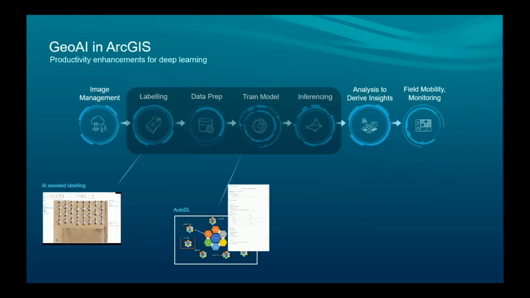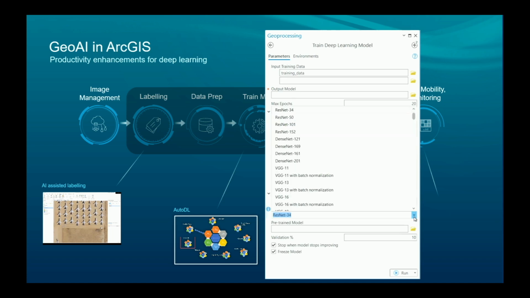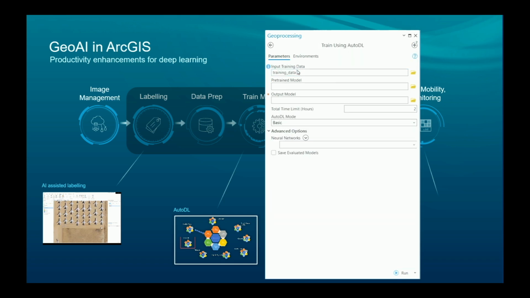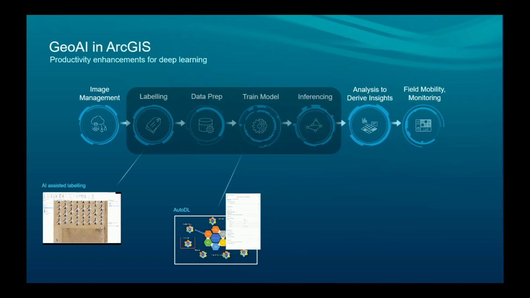Next is training a model. Like I talked about, auto deep learning. This is the traditional tool. You have to pick from a collection of different models. You've got a bunch of backbones over here, but what we've done with AutoDL is just provide your training data, and you can pick the neural networks you wanted to test. It'll test from this, and then it'll give you the most appropriate model for your data set.